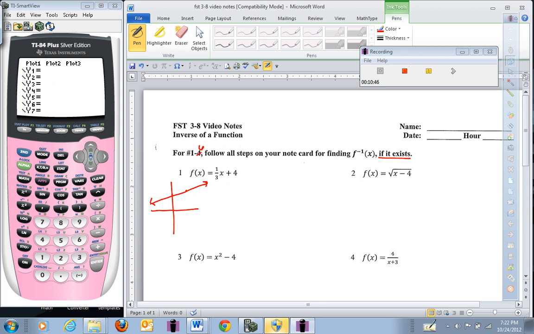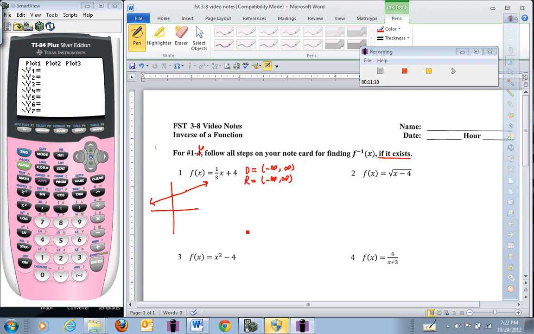So the next step on our note card says we're to write down the domain and the range. So we're going to write the domain and the range of this original function here. The domain is all real numbers, and the range is all real numbers. Okay? Now the next thing we're going to do is the next step on the note card.